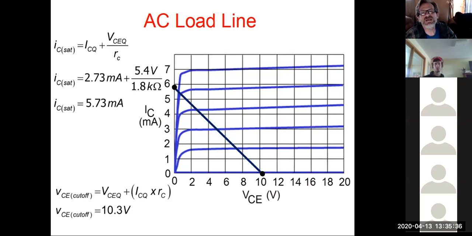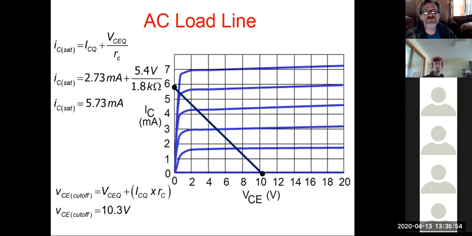So really, again, we're looking at the IC of the AC saturation, and we come up with 5.73 milliamps, just a little under 6 there. And notice for the AC response, the VCE, of course, isn't going to equal VCC because we have no VCC.